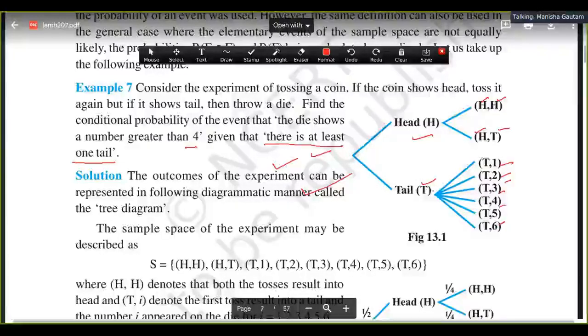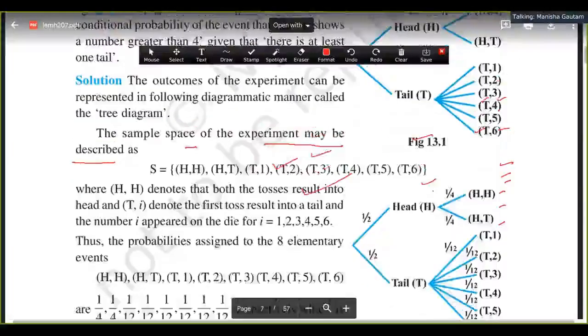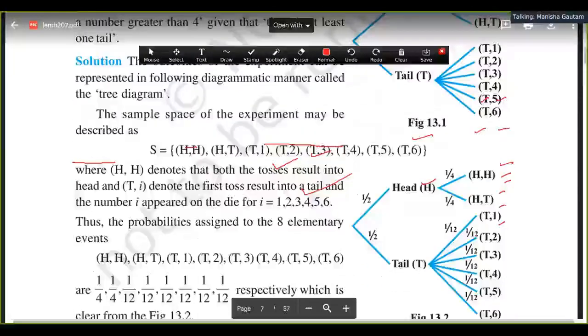So here is a different way to calculate the probability. Here is the tree given to you. Probability of getting head is 1 by 2. Probability of getting tail is 1 by 2. Now when head is there and you are again tossing the coin, you are getting again head. This is a probability of 1 by 2 into 1 by 2, so you are getting 1 by 4. Same here, 1 by 4. Here tail is having probability 1 by 2 and 1 is having probability 1 by 6, so the probability will be 1 by 12. In all such cases it will be 1 by 12.